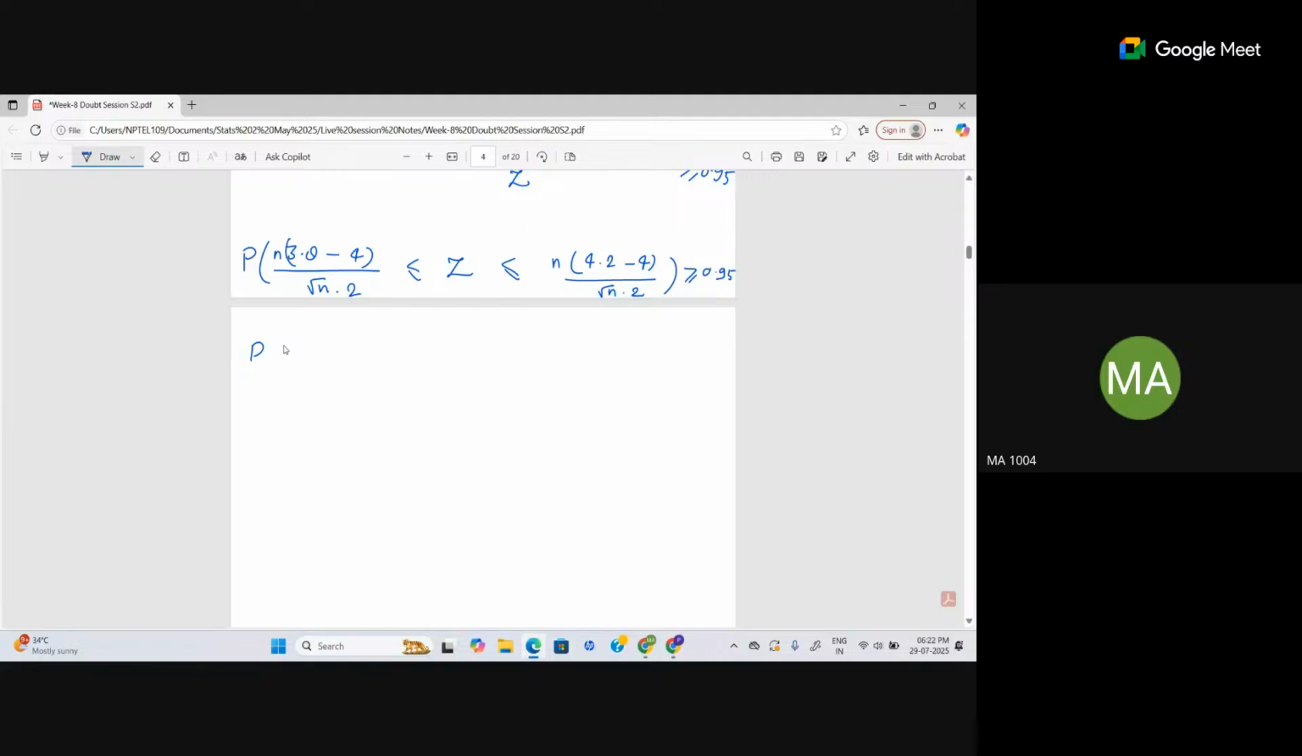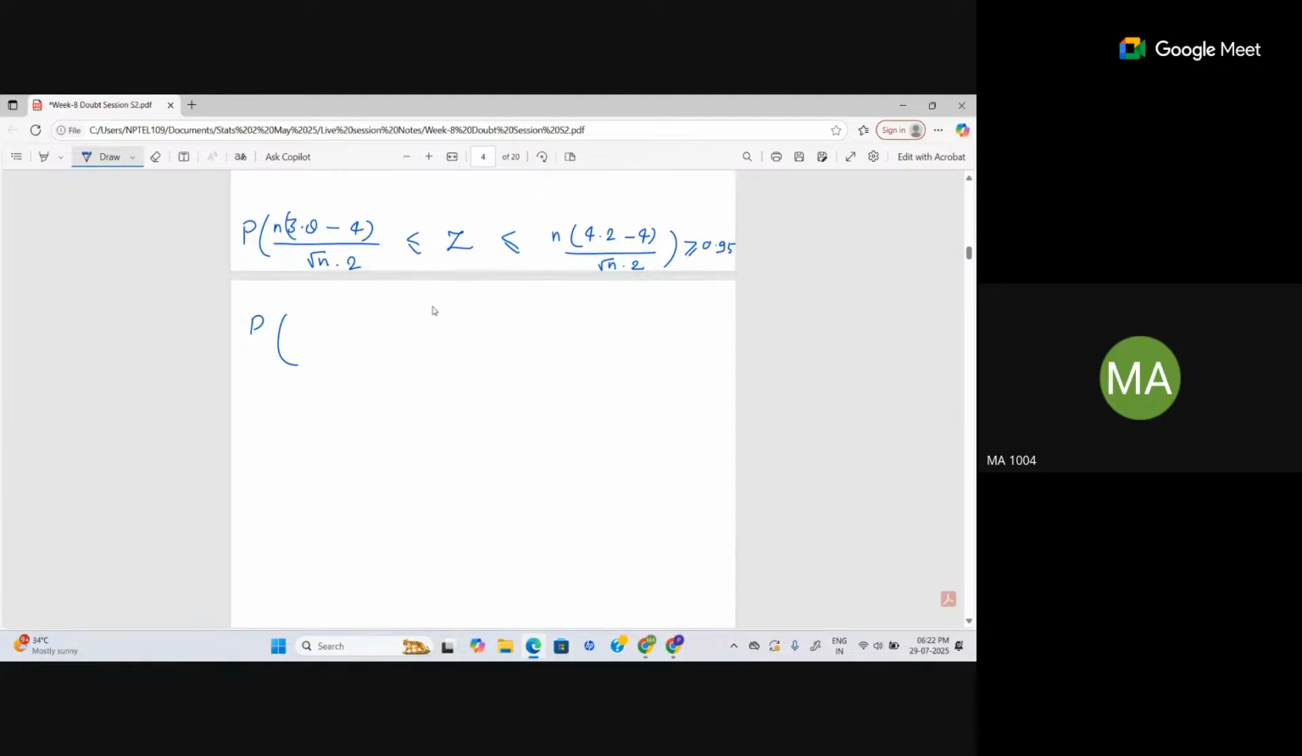Calculate this part. So this will become root n times what value? Minus 0.2. And after dividing by 2 also, this will become negative 0.1. Calculate the second one also. That is plus root n times 0.1. So this will be the same quantity but with the positive sign.